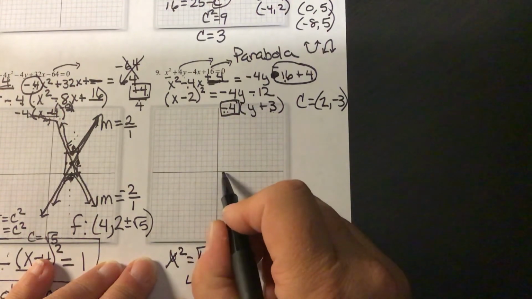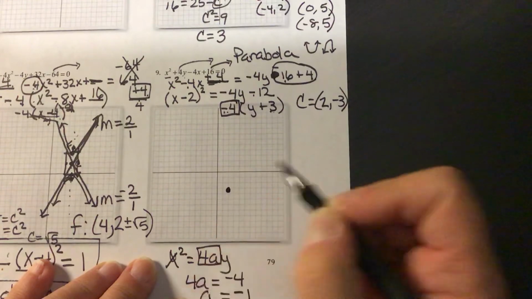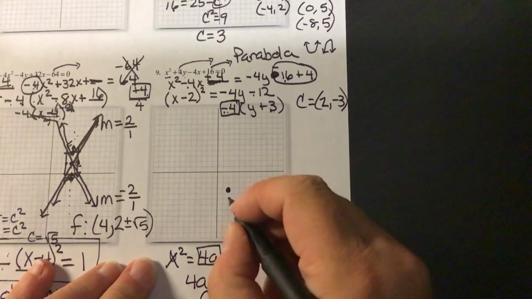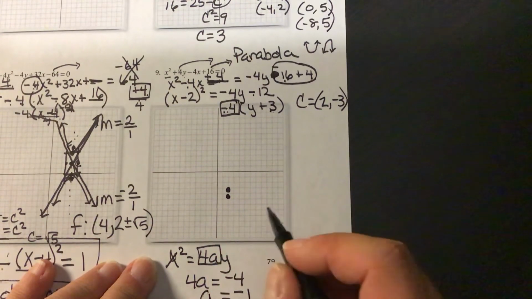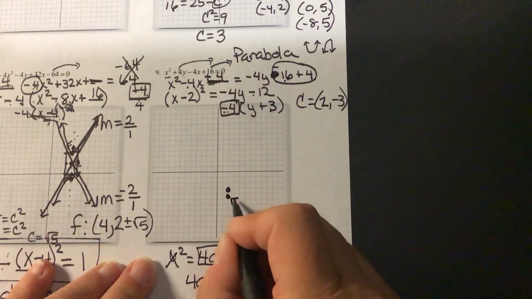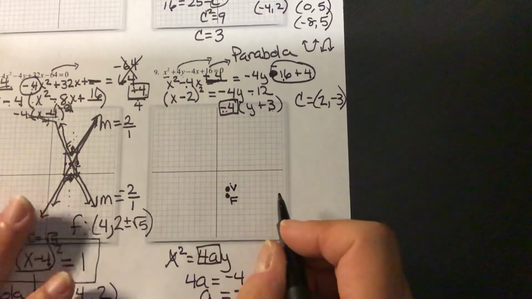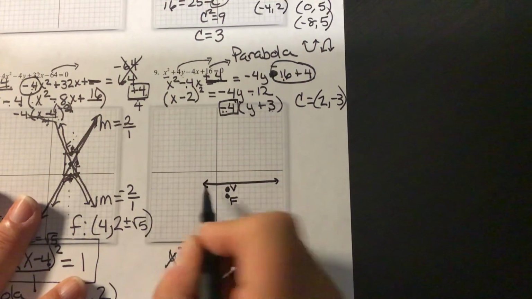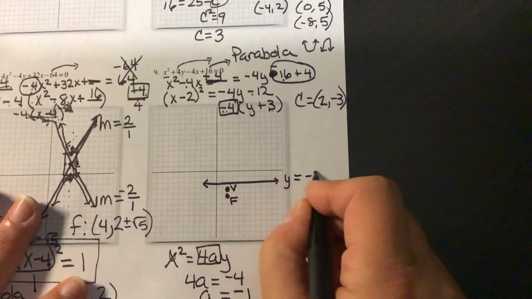So this tells me that my a is going to be in the negative direction. So here's my center at 2, negative 3. My a value is going to be down 1 from my center. So this is my focus point. This is my center or my vertex. And I'm also going to have a directrix that's up here. And this directrix is the line y equals negative 2.